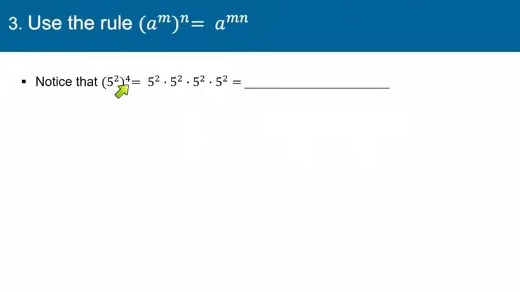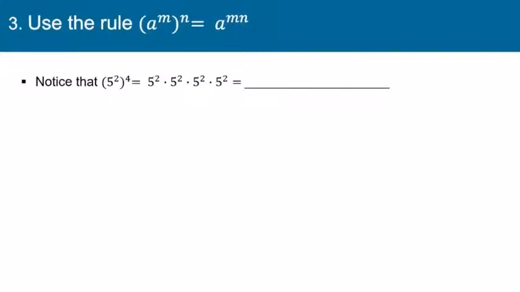So if you think about what this 4th power means, it would mean that we have to put 5 to the 2nd power down 4 times, all multiplied together. And now you can see that we can use the product rule. So we would add these exponents. 2 plus 2 plus 2 plus 2 would be 8.